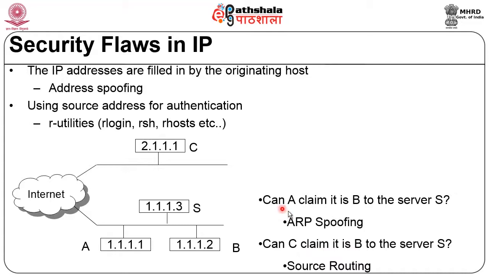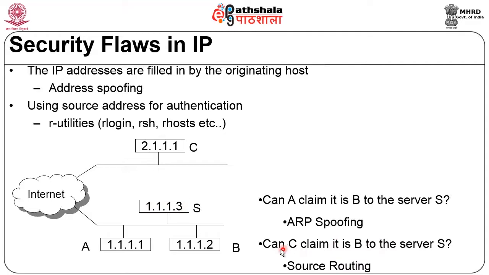Can A claim it is B to the server? Yeah, definitely they can, with the help of IP spoofing. If you assume that B wants to communicate with S, the chance here is that A can say that I am B, with the help of IP spoofing.